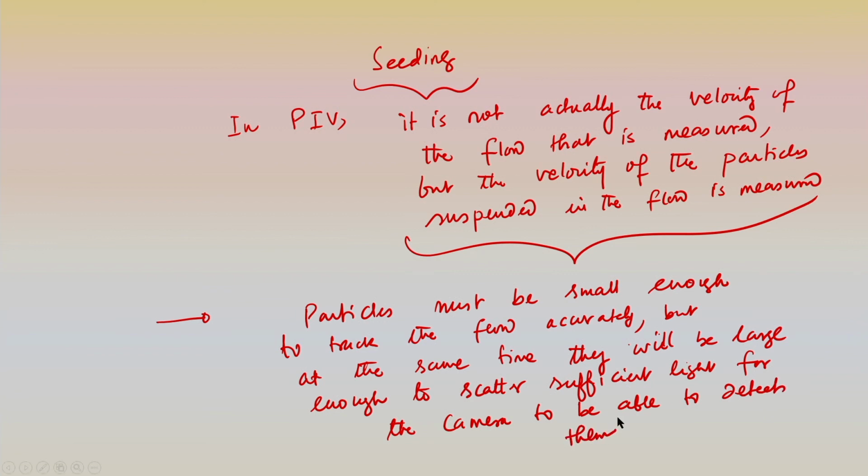That means particles will be very small, neutrally buoyant particles, so there should not be a huge density difference. The density of the particle will be more or less equal to the density of the fluid. Neutrally buoyant particles will largely follow the bulk flow, but at the same time the size should be sufficiently large such that they scatter light, which is important for the camera to detect them. This is an important point that should be mentioned in this context.